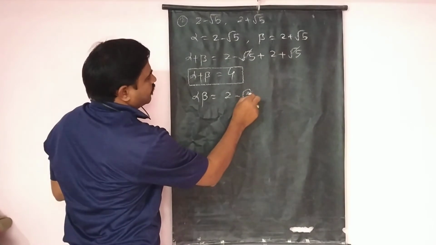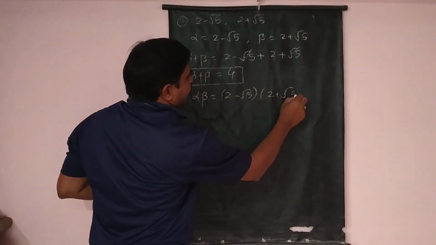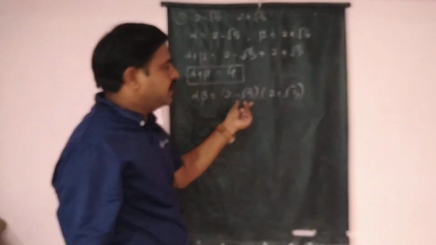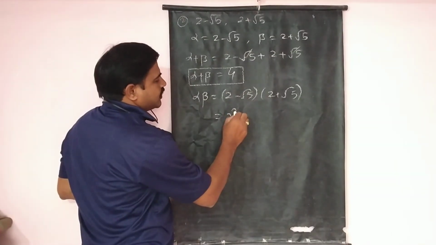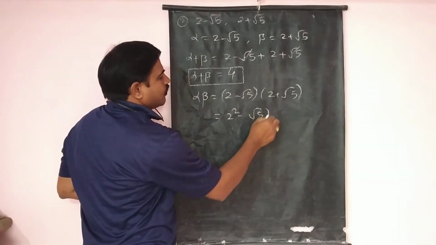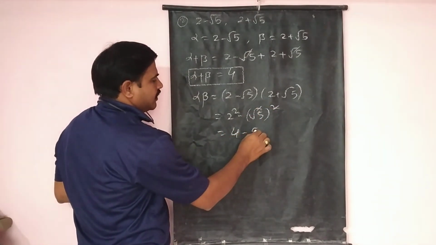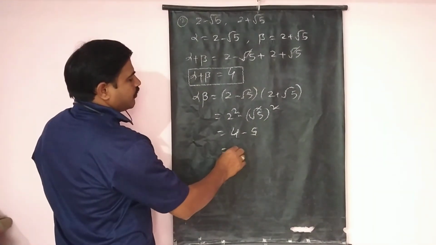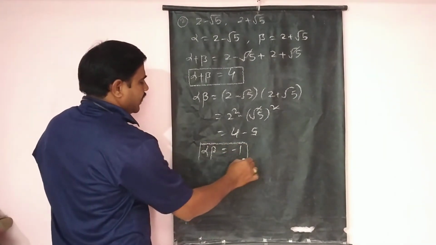Now alpha into beta means multiplication. Bracket 2 minus root 5, bracket 2 plus root 5. Both we are multiplying. It is in the form of a minus b, a plus b, which is a square minus b square. 2 square minus root 5 whole square. Square and square root get cancelled. 2 square value is 4. Root 5 squared, only 5 remains. 4 minus 5 is minus 1. Alpha into beta value is minus 1.